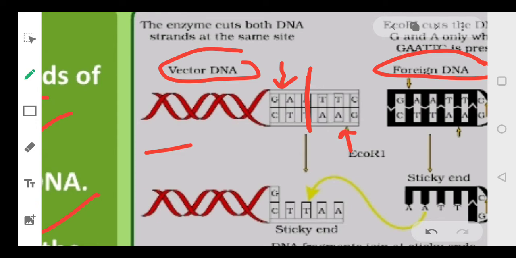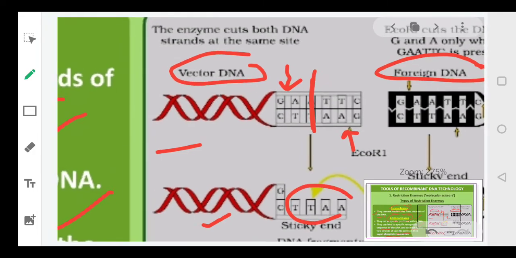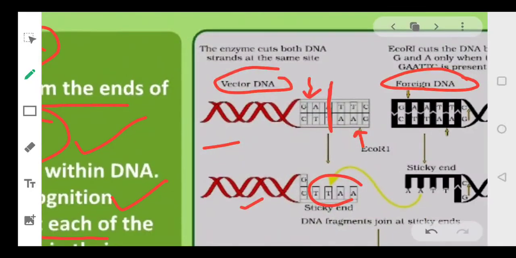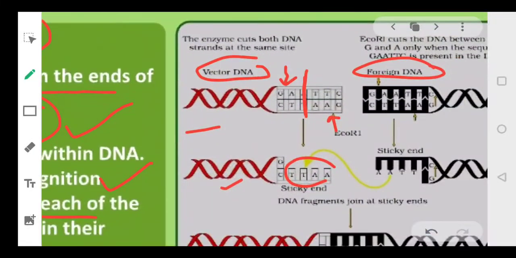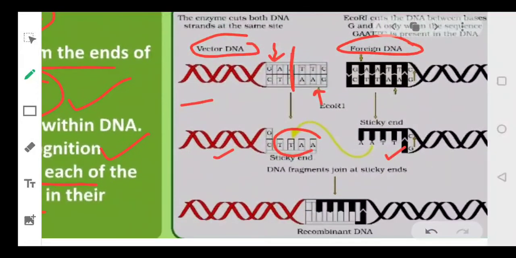Now once it is cut, you will have this kind of sticky end. Okay, you will have this kind of sticky end. This portion has been removed. Now same in case of the foreign DNA. Again the DNA has been cut. So you also have a sticky end like this. Okay. Now these two DNA fragments are having the same sticky ends. Both these DNA, they are having the same sticky ends. So now this foreign DNA will be joined with the vector DNA. And this will form a recombinant DNA. And this joining is done by DNA ligase.